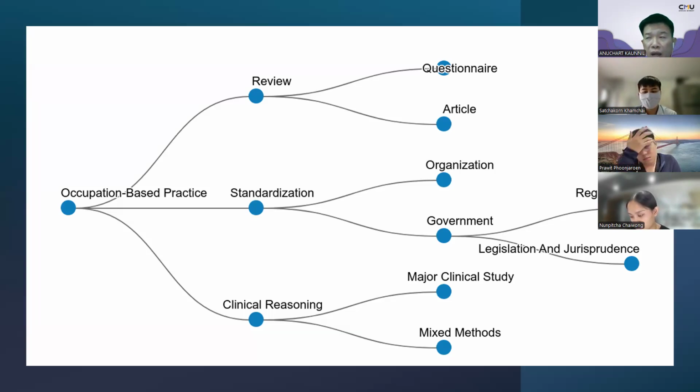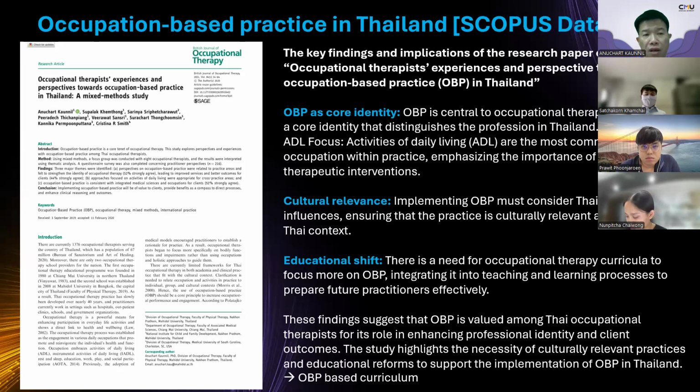It can generate what we call a mind map. To know occupation-based practice, you need to review and use standardized clinical reasoning, use a questionnaire, organize the articles, and go through to regulation. Okay, that can help a lot. For example, this article is the key findings of this research.